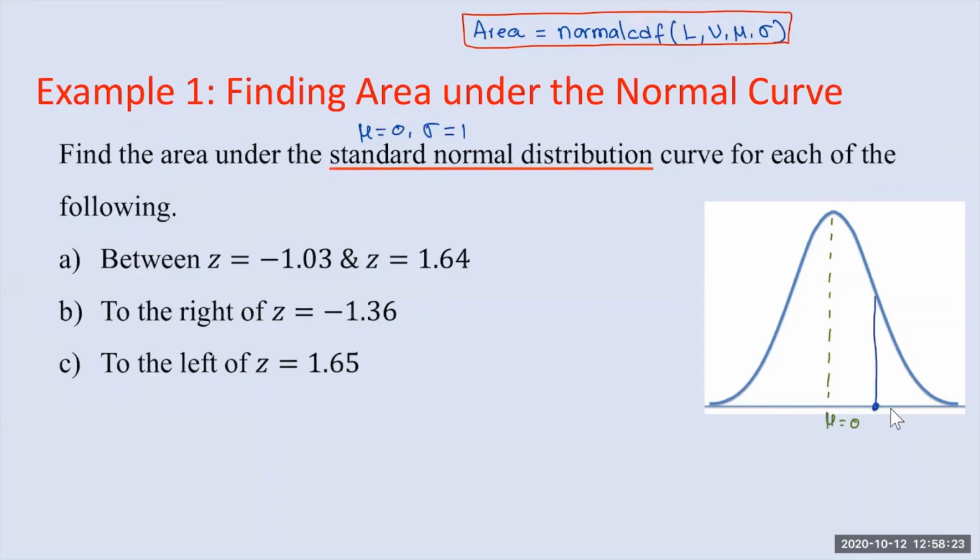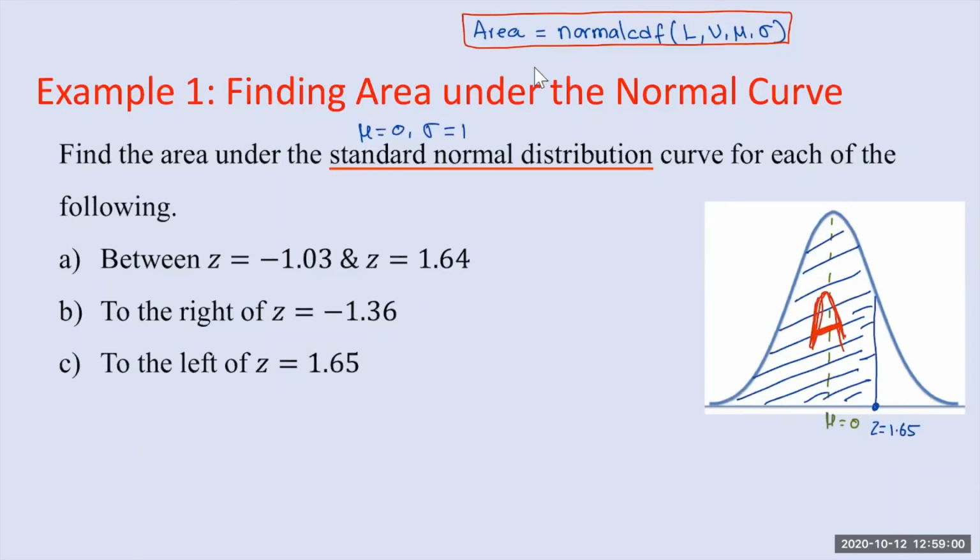Suppose this point on the x-axis is Z equal to 1.65. We want to find the area to the left of 1.65. We want to find this area. We can label that area by A. So we want to find that area A, which is on the left of Z equal to 1.65.